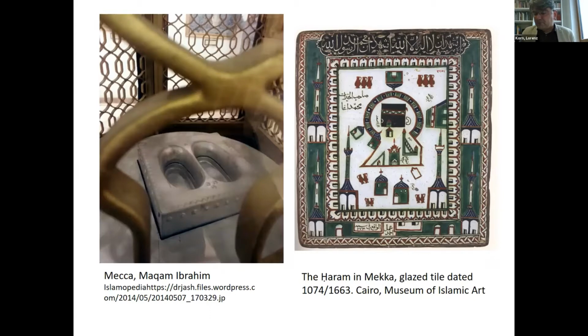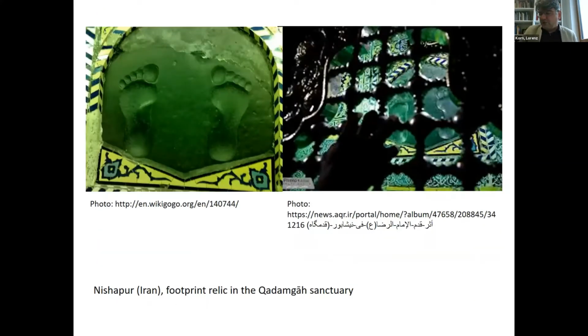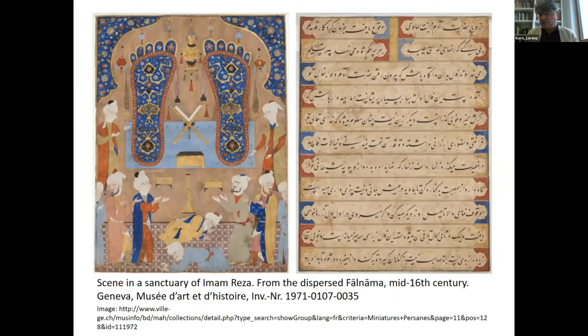For the Shiites, it was natural that the Imams also had the power to leave footprints in the rock, and there are several of them as sites of pilgrimage, for which the term Qadamgah is common in Iran. Here, the footprints of the 8th Imam Ali al-Rida, and these appear also in depictions such as this one from the 16th century.